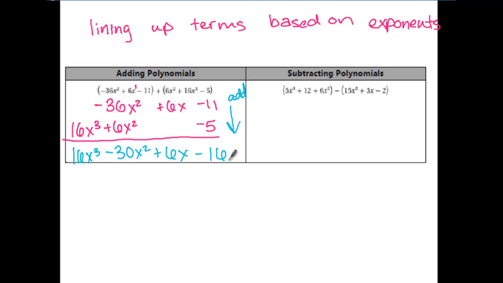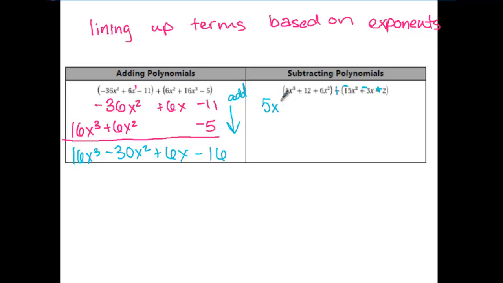Then, if I wanted to subtract, what I would do first is take this negative and distribute it onto all three pieces here. So what I do is I'm changing this, which changes the sign of everything that's still in here. So now this is a negative 15x squared, a negative 3x squared, and then a positive 2. So I'm changing those signs first. Now I'm going to line them up by their exponents.